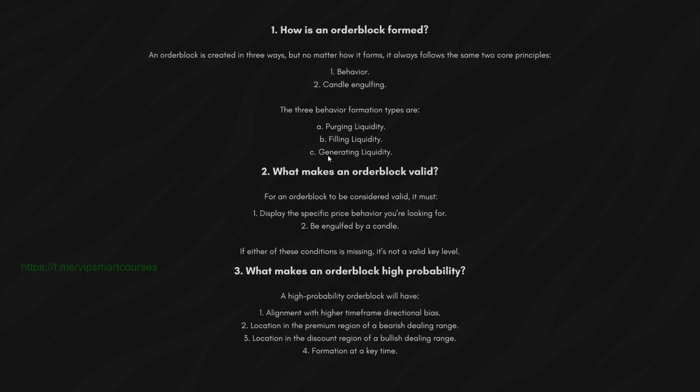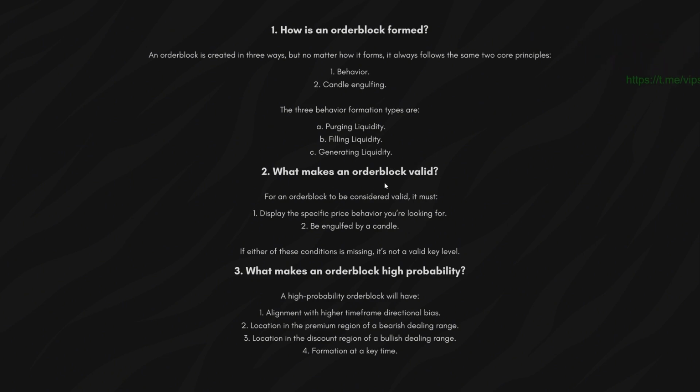And the third one is generating liquidity, and that is basically when a candle generates liquidity in the form of a CRT or a candle range, and then that candle range gets engulfed or purged, that also leads to the formation of an order block. These are the foundations. Okay, now let's talk about the second question, which is what makes an order block valid?